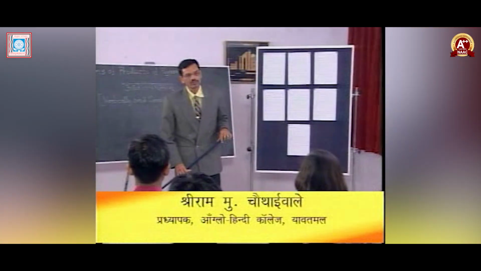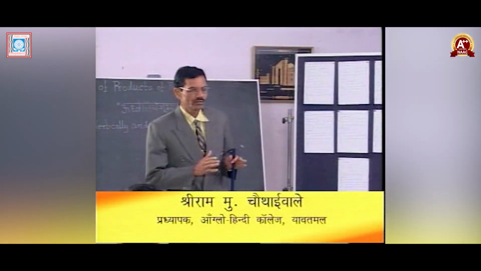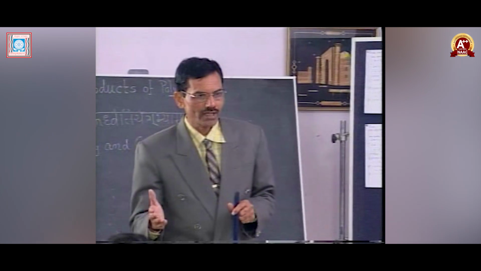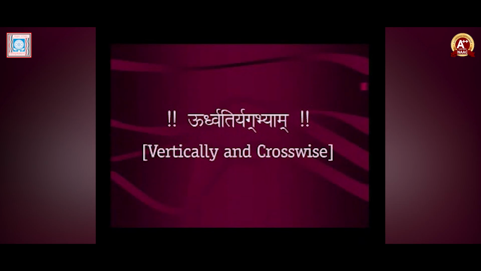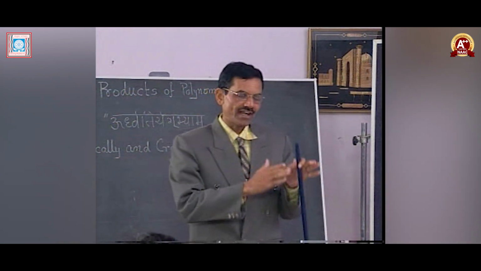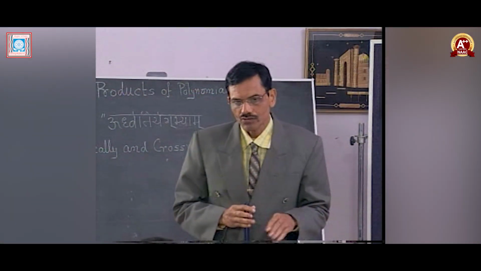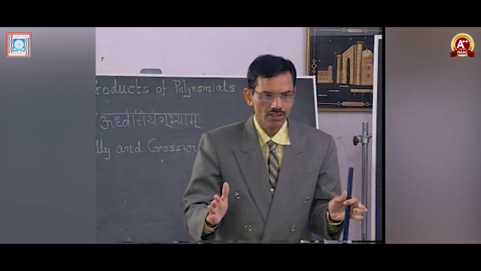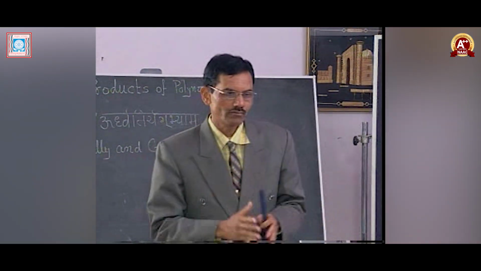Last time we studied how to multiply polynomials with one variable, two variables, or three variables, or terms containing three, four, or five terms, with the help of the sutra vertically and crosswise, that is Urdhva Tiryakbhyam. The same sutra is applicable when we want to multiply and add or subtract polynomials simultaneously. What we usually do is first multiply two polynomials, then multiply another pair, then another pair, and then add or subtract. That is what we do in our usual practice.